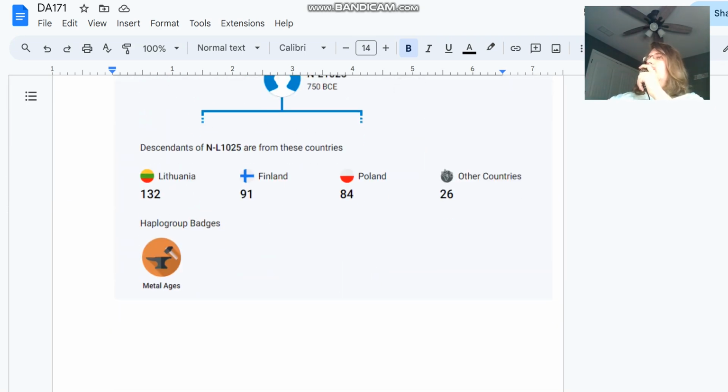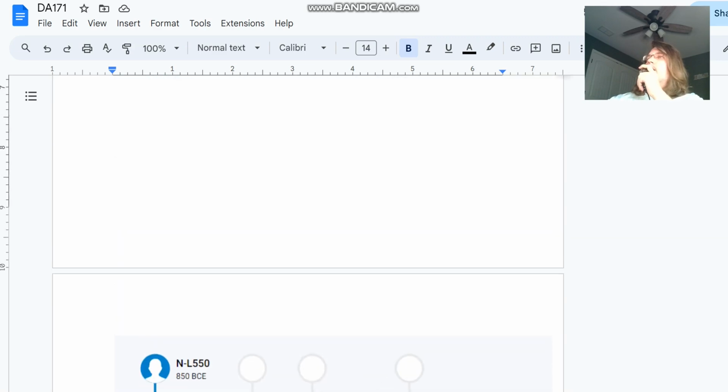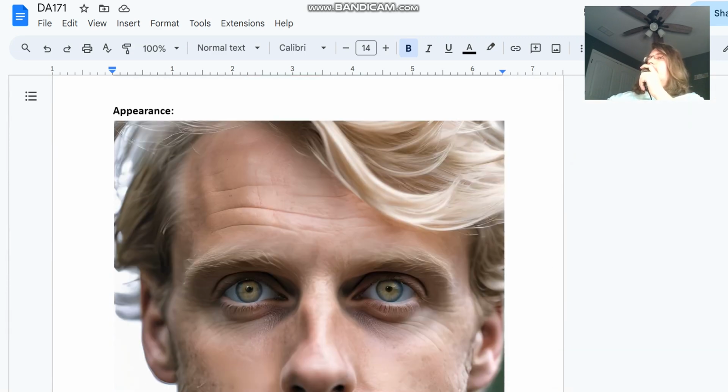Although it is present in Finland too, so I'm not sure what the story behind that is. What's the connection between Finnish people with this haplogroup and Lithuanians? There does have to be a connection somewhere there. So now we're moving on to the appearance, and we're going to cover that before we cover his GD match results. The GD match results are going to be in the very end of the video.